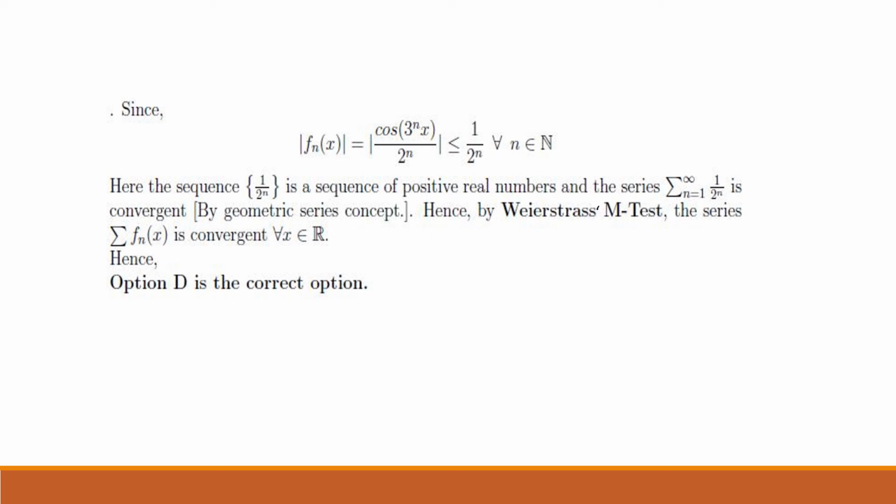Now the sequence 1 by 2 to the power n is a sequence of positive real numbers, and the series summation n equal to 1 to infinity 1 by 2 to the power n is convergent by the geometric series concept. Here r is 1/2, which is strictly less than 1. Hence by the Weierstrass M test for a series of functions, the series summation f_n(x) is convergent for every x belongs to R. Hence your option D is the correct option. Thank you.